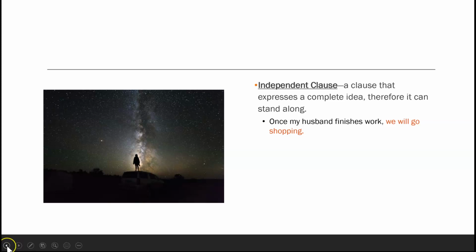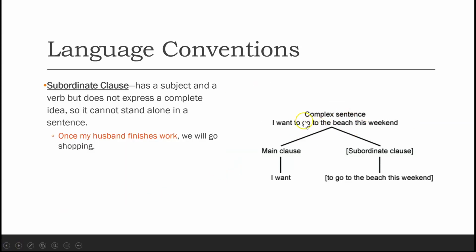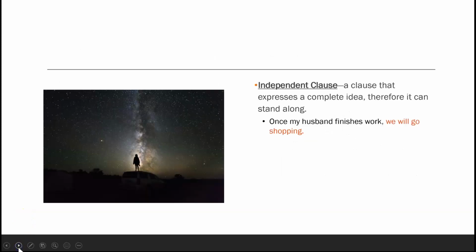If we go back, a complex sentence is an independent clause and a subordinate clause. So this is a complex sentence overall because it has both the subordinate clause and then the independent clause. And there are also compound sentences, but we're not concerned with them at this point in time. But do know what a subordinate clause and an independent clause are. Clauses are, I should say.